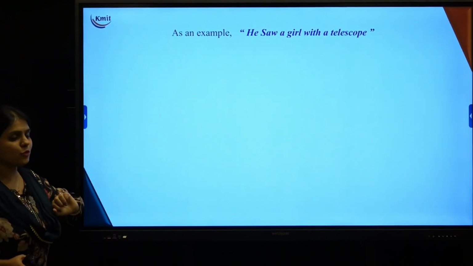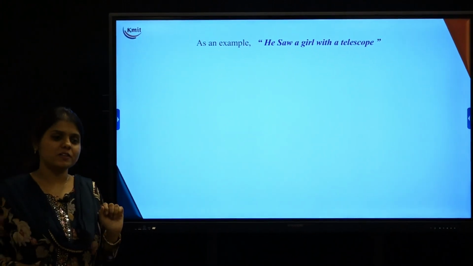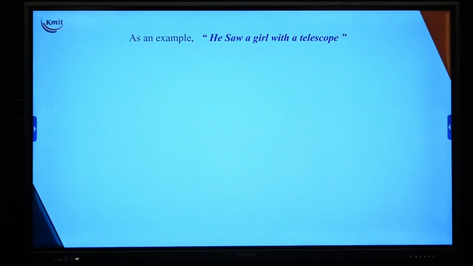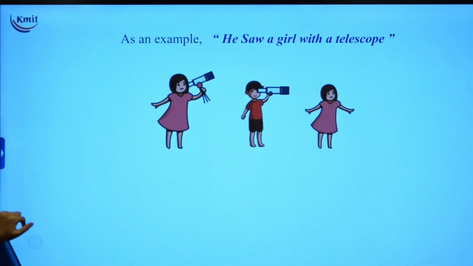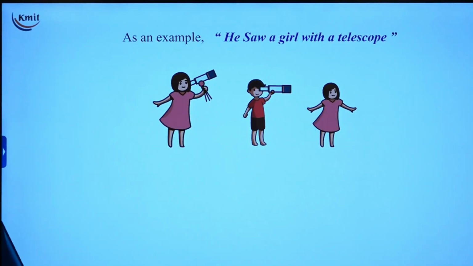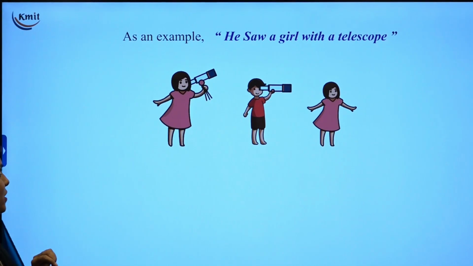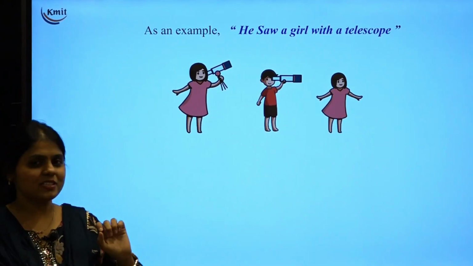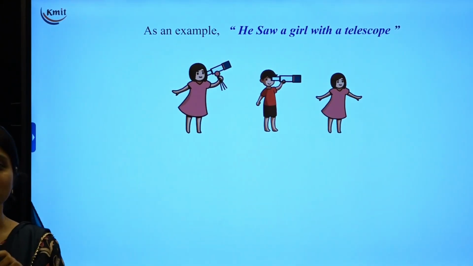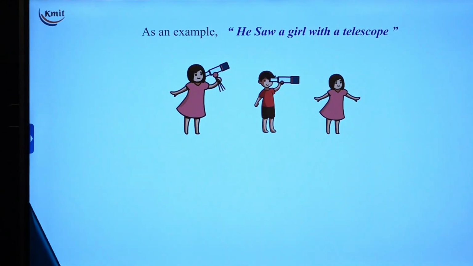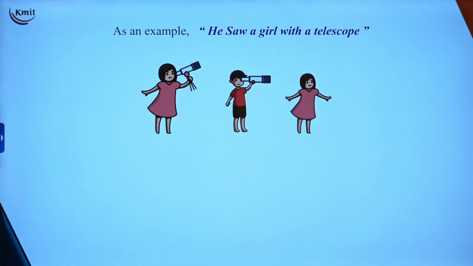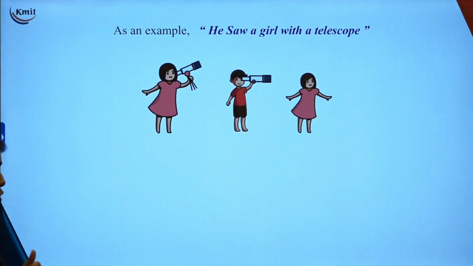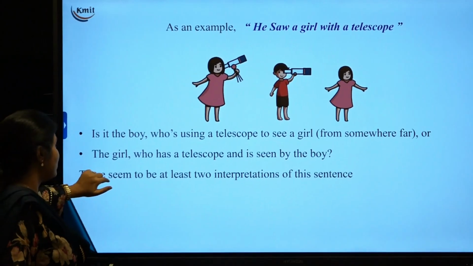Now, for example, let's look into this particular sentence. The sentence here says, he saw a girl with a telescope. I would like to depict this with a picture. As you can see, there are three images here, and the sentence says, he saw a girl with a telescope. What does this sentence actually mean? I think about this sentence in two different ways. What are the possibilities?